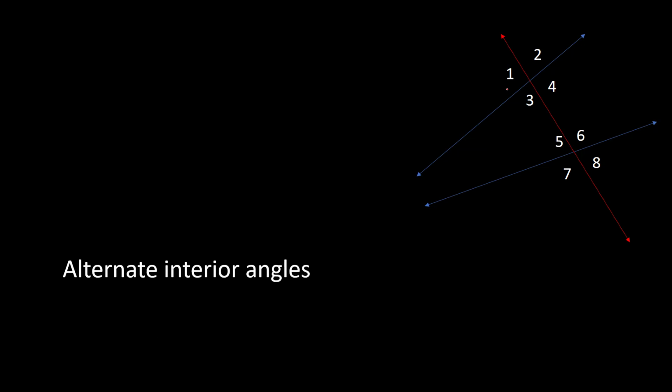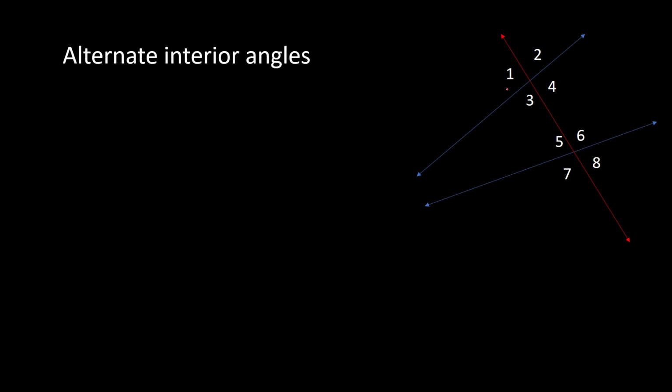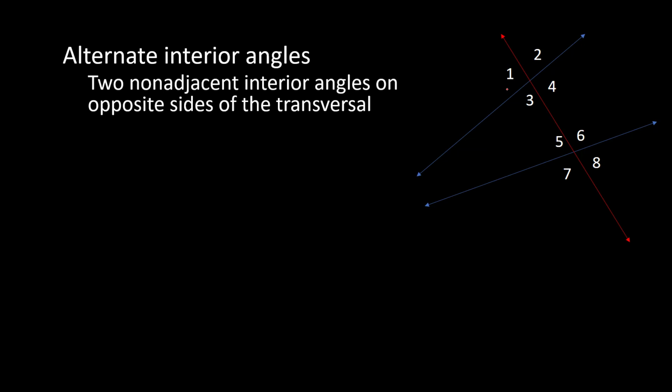In addition, we have what we call alternate interior angles. So what these are, are two non-adjacent interior angles on opposite sides of the transversal. Now that's a mouthful of a definition. What does that mean? Well, for example, angles 3, 4, 5, and 6 are all interior angles. Now an alternate interior angle would be an angle paired up with angle 3 such that it is on the other side of the transversal.